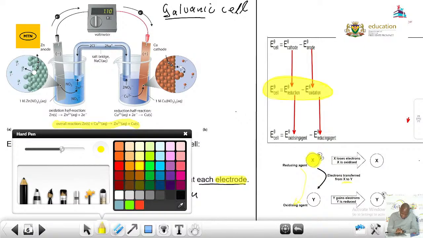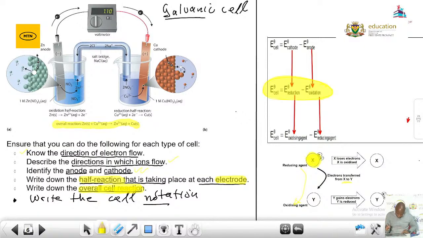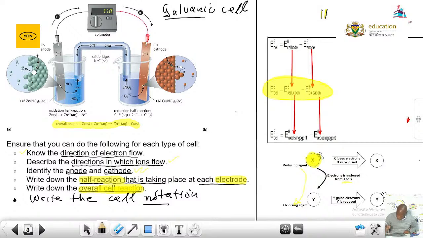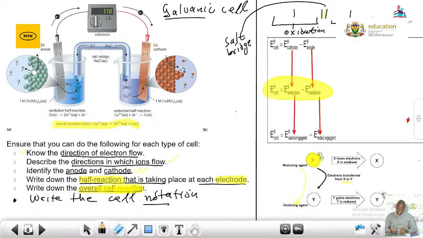But now with cell notation, let me write it here. We have our salt bridge. Everything on this side of the phase border will be from our reduction, and everything on this side of the phase border will be from our oxidation. So what does that basically say? It basically says to me it is important for one to know how to identify oxidation and reduction. Once that is done, definitely everything will be easy for us to understand.